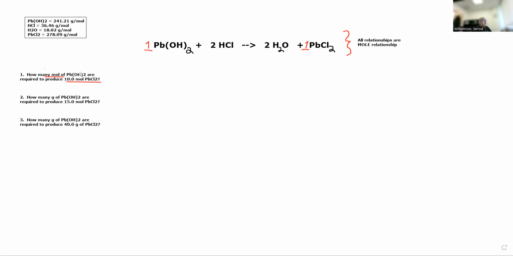So it's between the lead hydroxide and the lead chloride. Whenever you see something like that, that's code talk for you can temporarily ignore the other 2 guys. Okay? And whenever it says how many moles of something, that means you have X here. That's what you're solving for. And you want to get 10 moles of that thing here. So I'll write 10 moles.